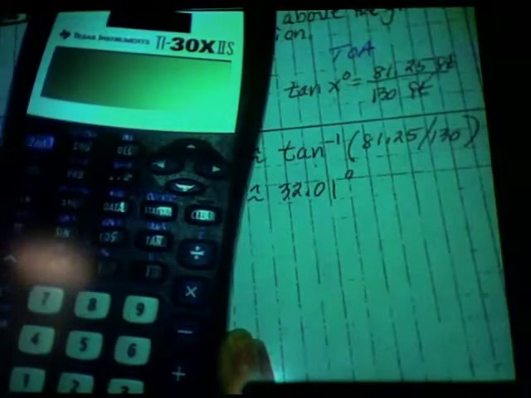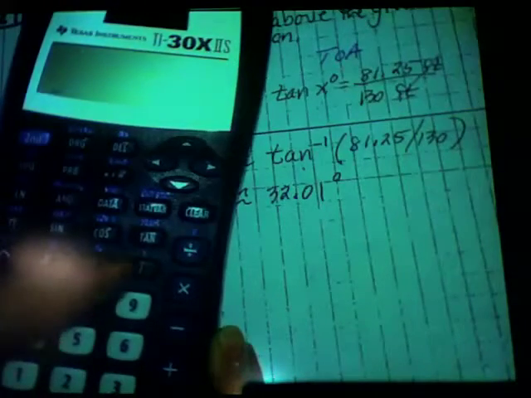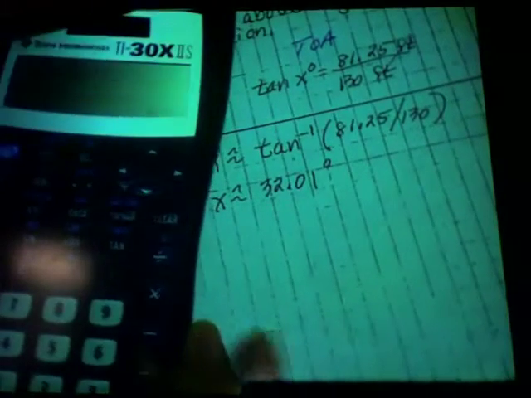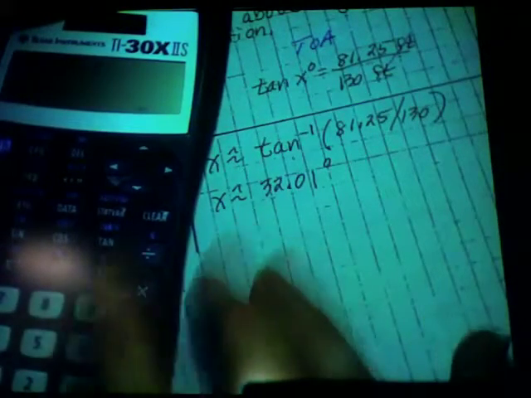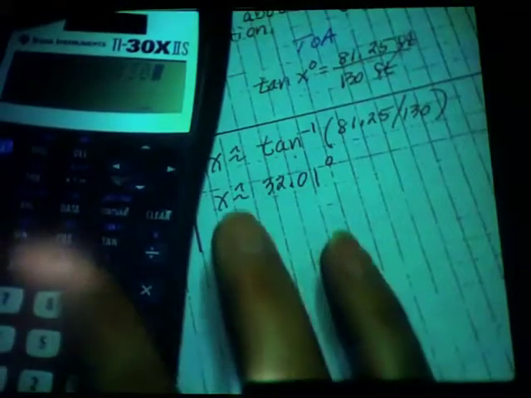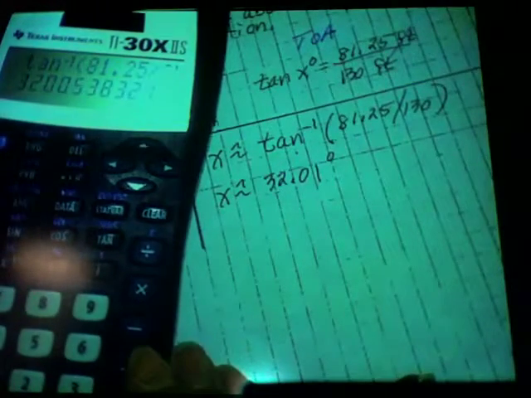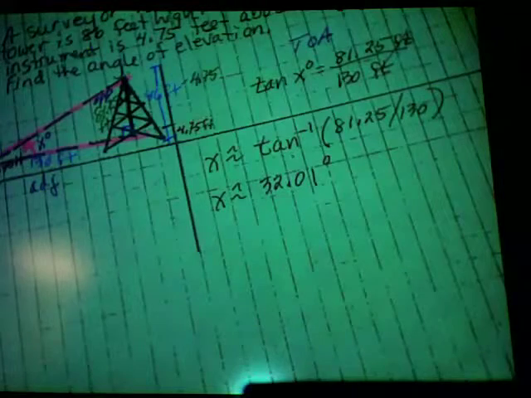So same thing here. Turn it on. I want my inverse tangent, so I'm going to hit second function tangent, so his looks like mine. And I'm going to put in, I don't have to check the mode, because this calculator will automatically do it. So 81.25 divided by 130. Enter. Do we get the same answer? Yeah. If you're uncomfortable at home and you still have your trig table, go ahead and use your trig table.